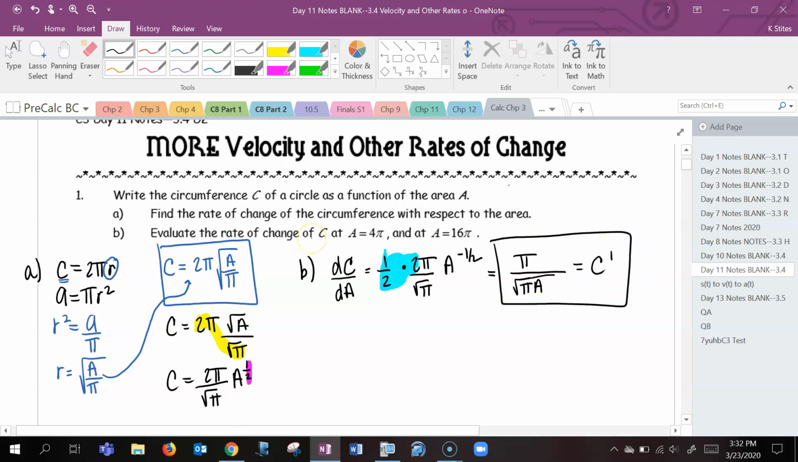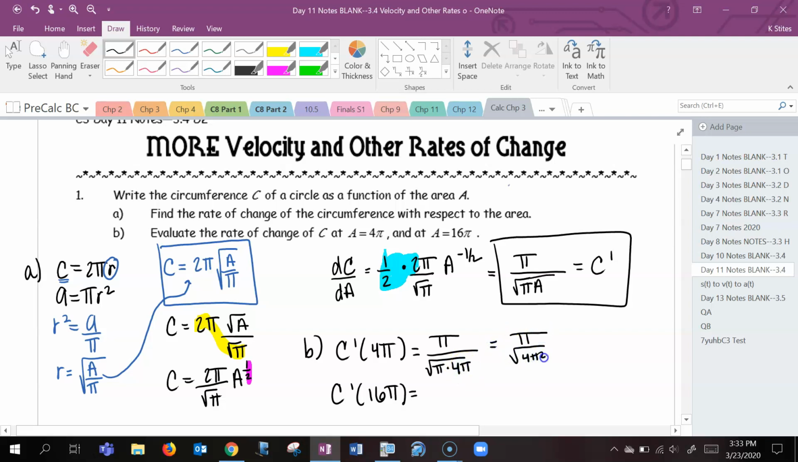Then we're going to evaluate the rate of change at A equals 4 pi and A equals 16 pi. Technically speaking, this part b was still part a, so now we're on part b. We're finding C prime of 4 pi and C prime of 16 pi. We'll plug our 4 pi and 16 pi in for area in this equation. So that would be pi over the square root of 4 pi, which is pi over 2 pi, which is just 1/2.